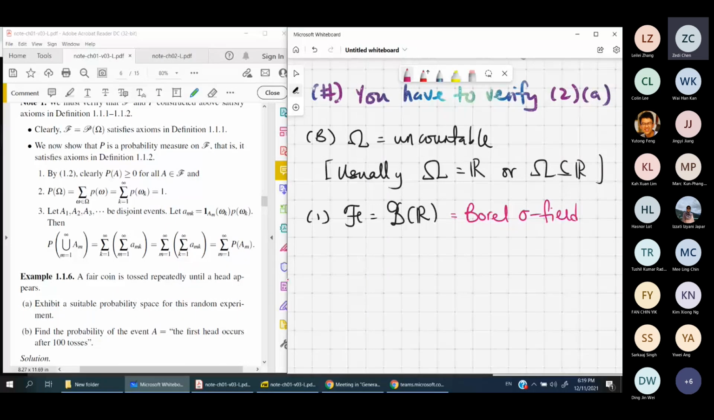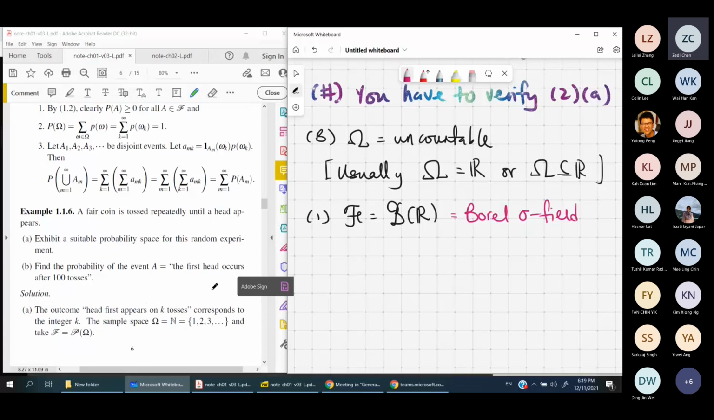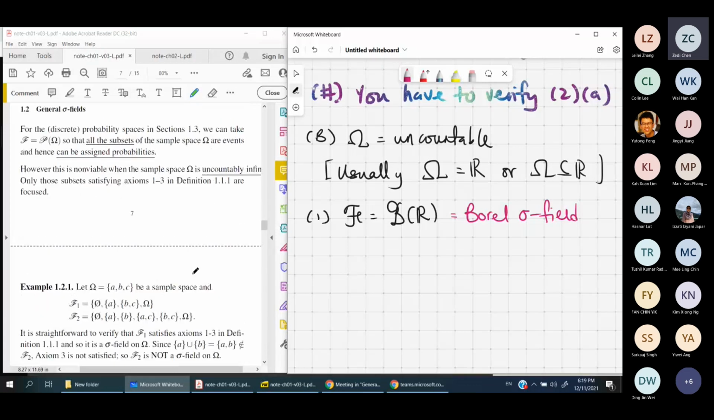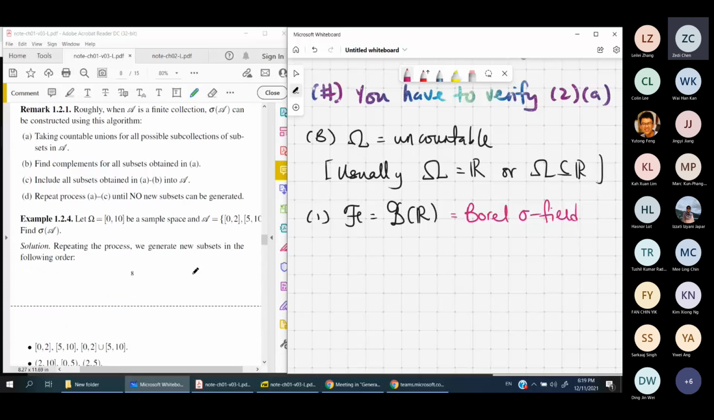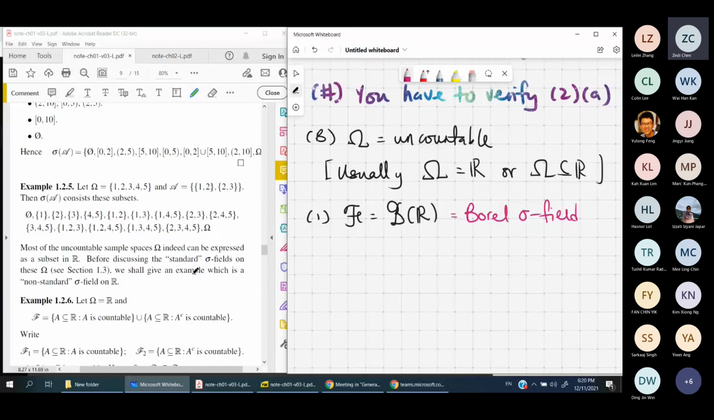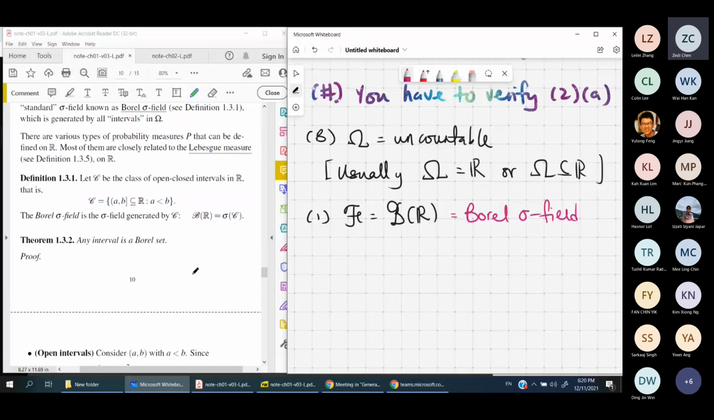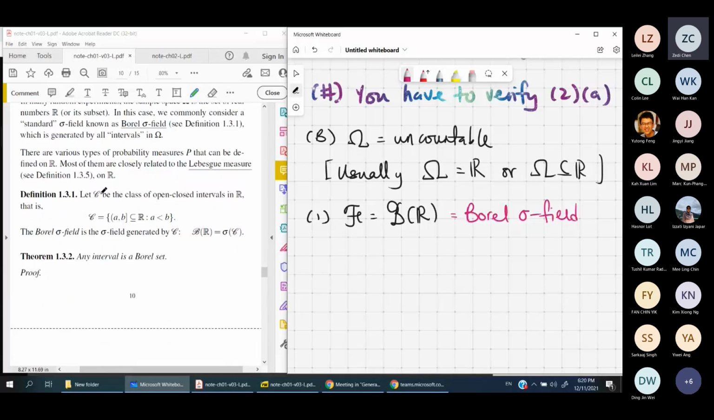Okay, this is the so-called Borel sigma field, which is here. What is this Borel sigma field? It is the sigma field generated by this class C, which is the class of all the open closed intervals (a, b] in R.